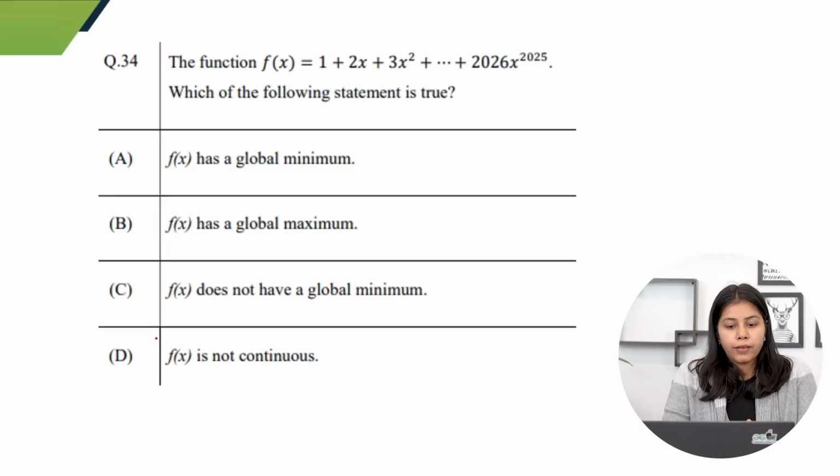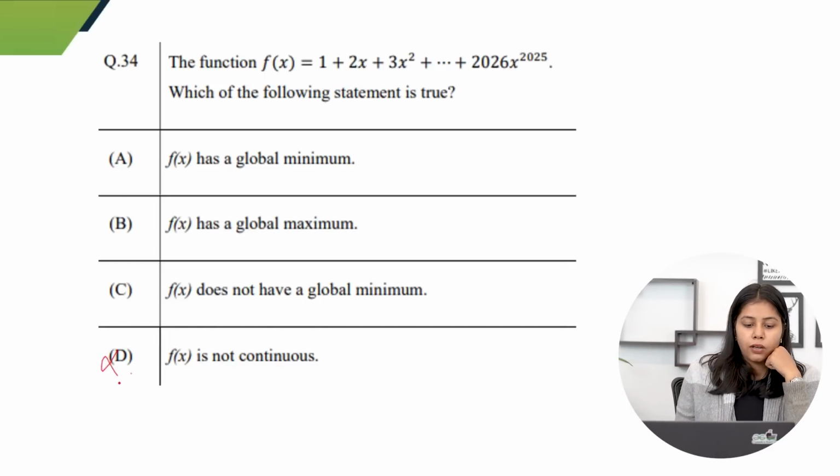The next question we have is 1 plus 2x plus 3x square, and it goes up to 2026x to the power 2025. So we are given one function. They are asking which of the following statements is true. So they are asking about global minima, global maxima, and continuity. First of all, it is given to me as a polynomial, right? The power goes up to 2025, but it is a polynomial. So it would always be continuous. We have discussed that exponential, polynomial, all these functions are continuous. So that's why option D cannot be true.